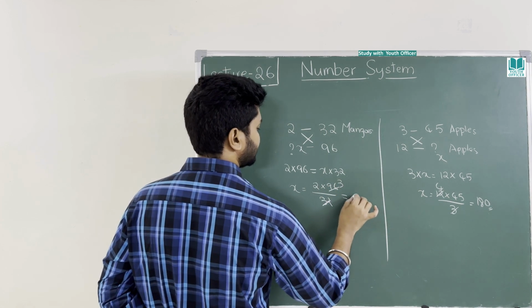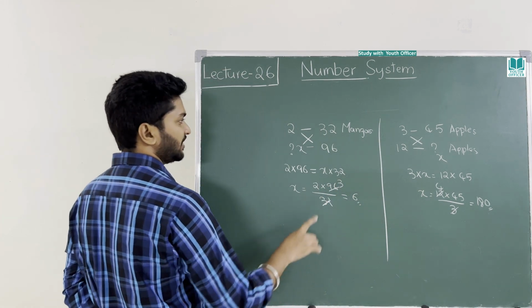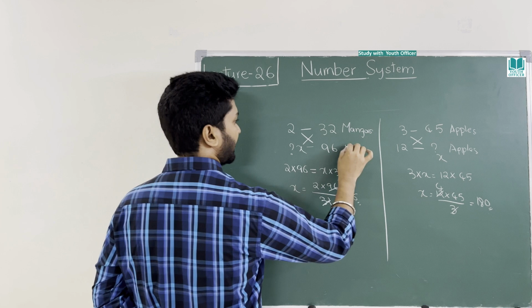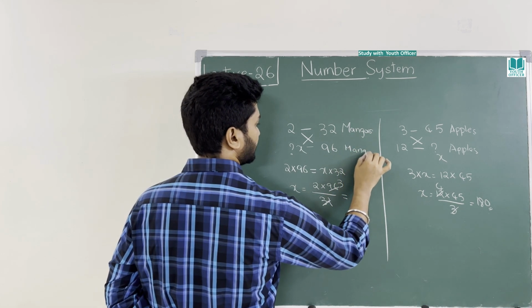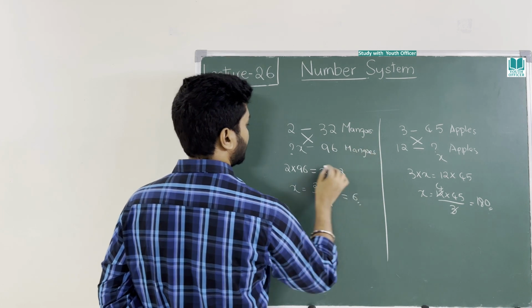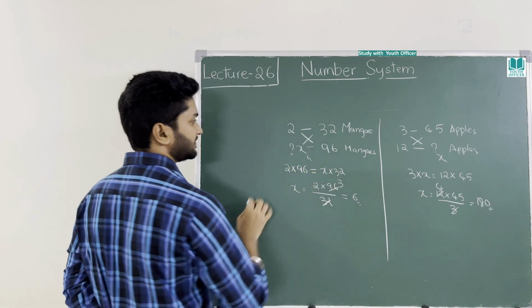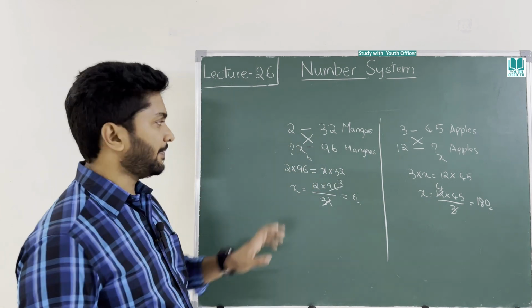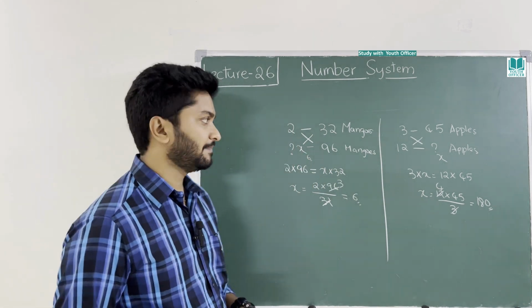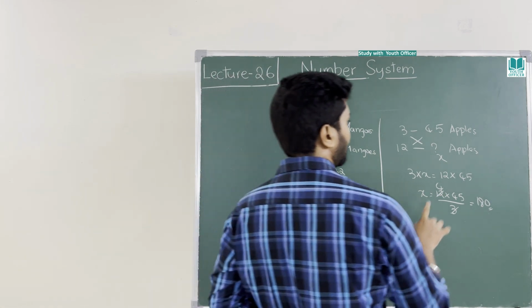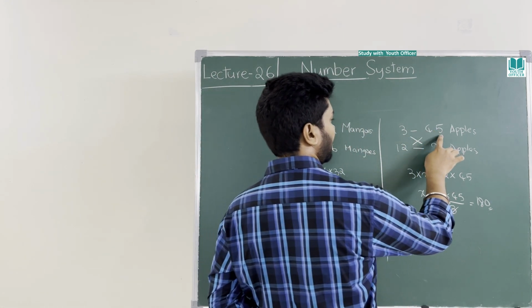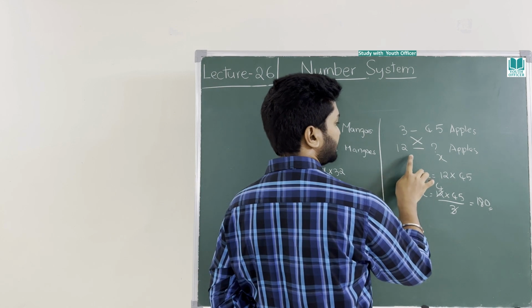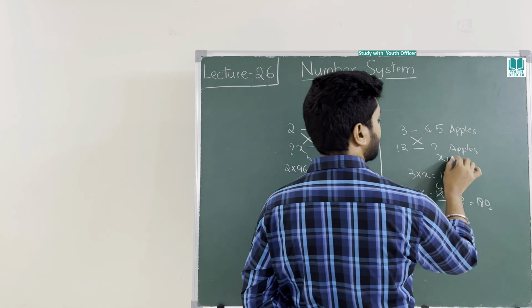2 3s are 6. That means to eat 96 mangoes, you need 6 members with the same capacity. Capacity should be same. Here also, 3 people can eat 45 apples. 12 members can eat how many apples? 180 apples.